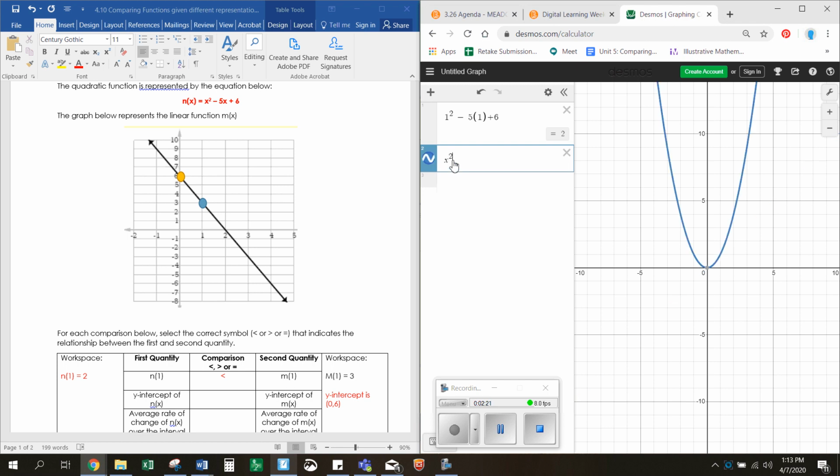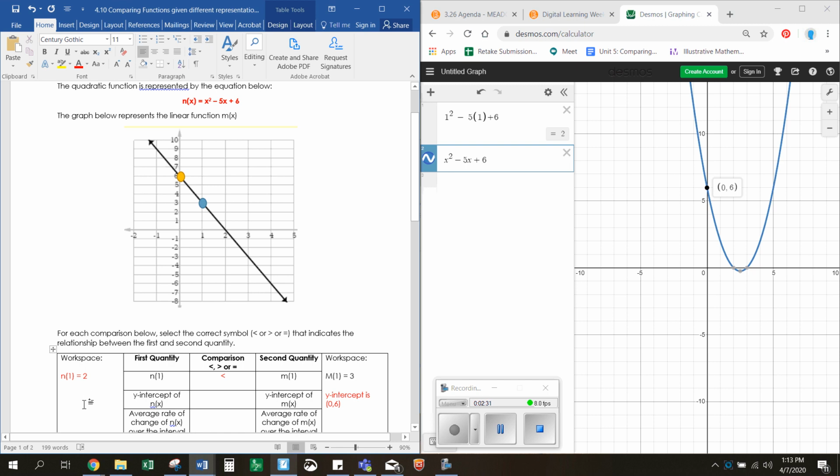And for my equation, my y-intercept of n of x, to find the y-intercept, I could choose to graph this, x squared minus 5x plus 6, and if I look here, my y-intercept is at 6, so the y-intercept is 0, 6. I graphed it and I looked where it crossed the y-axis. I also know that this is in standard form for a quadratic, so the last number in standard form always stands for the y-intercept. So that's another little cheat to go through there. So 6 is equal to 6.